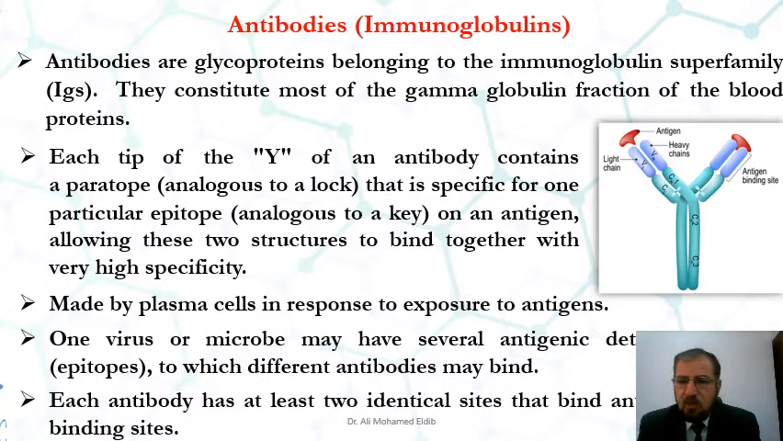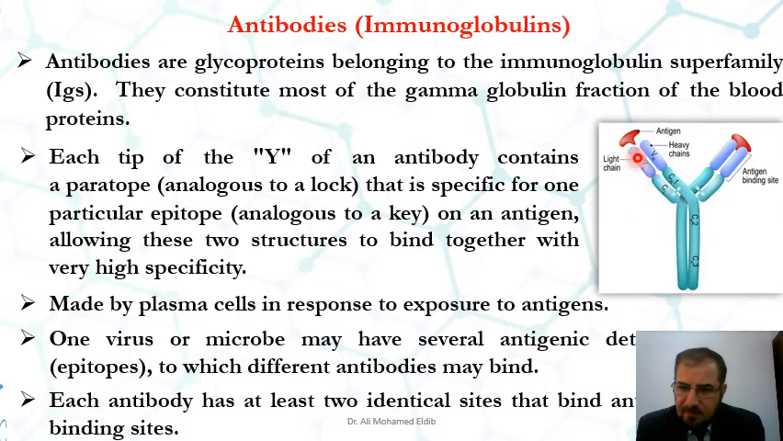Each antibody monomer, the basic unit of antibody, is a Y-shaped structure containing 4 protein chains, 2 heavy chains and 2 light chains. You can see this here. I'm going to point. We have 2 heavy chains, see the long ones, 1 and 2, and 2 light chains, this one and this one.